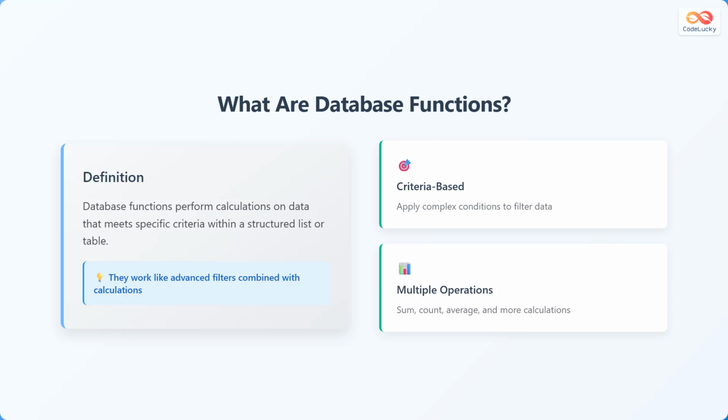Database functions perform calculations on data that meet specific criteria within a structured list or table. Think of them as advanced filters combined with calculations. They are criteria-based, enabling you to apply complex conditions to filter data. Also, they support multiple operations like sum, count, average, and many more calculations.